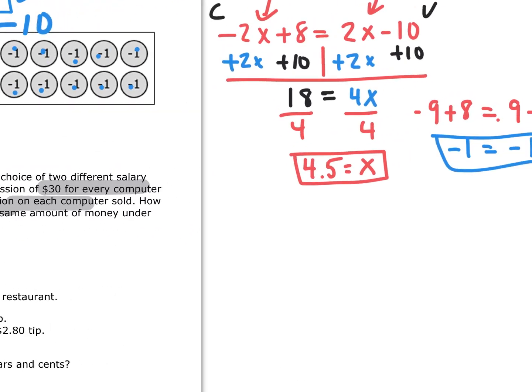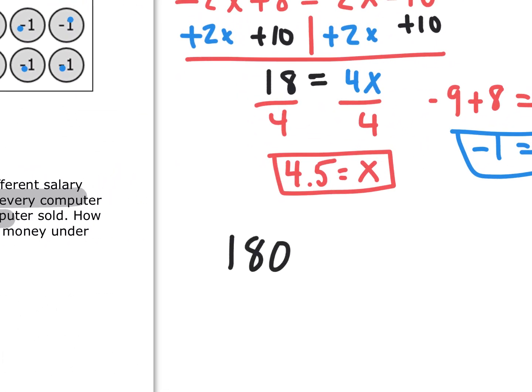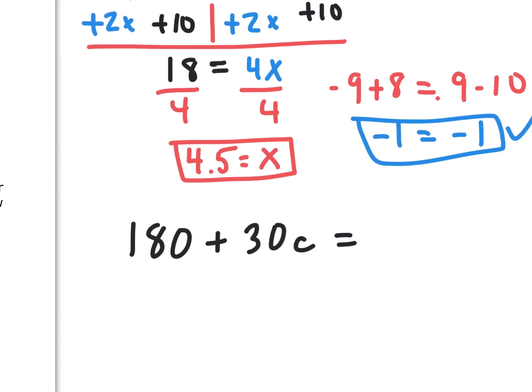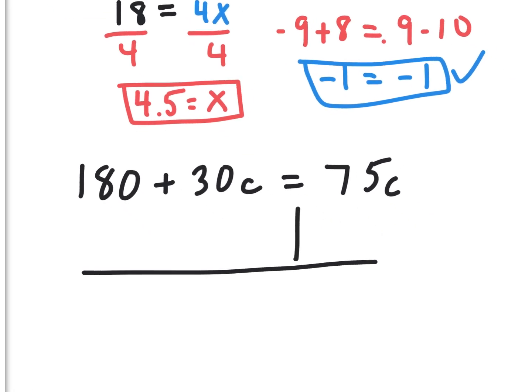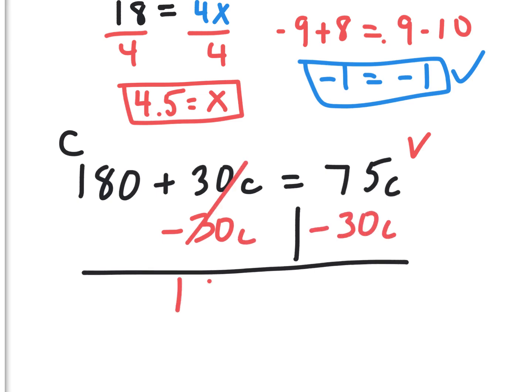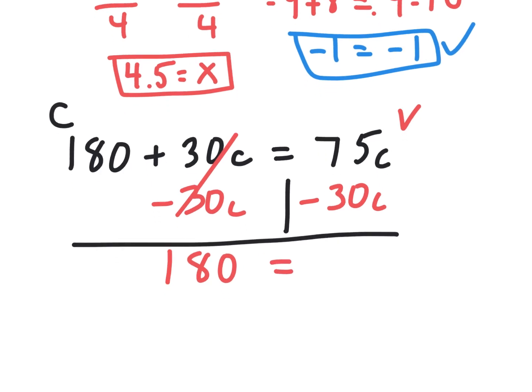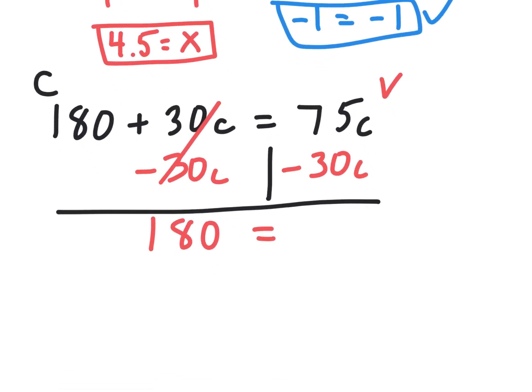So I have one plan that is $180 salary plus $30 for every computer that I sell. And I have another plan that's just $75 for each computer that I sell. So this one is actually easier than the previous two because I already have the constants by themselves on the left. So I just need to move the variables to the right. So minus 30c, minus 30c, that's gone. 180 is left, equal to 75 minus 30, which is 45, see?